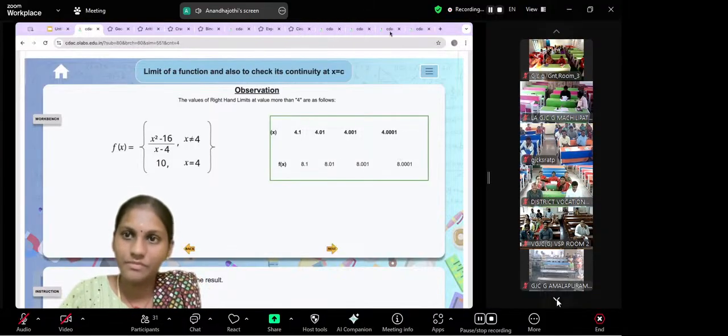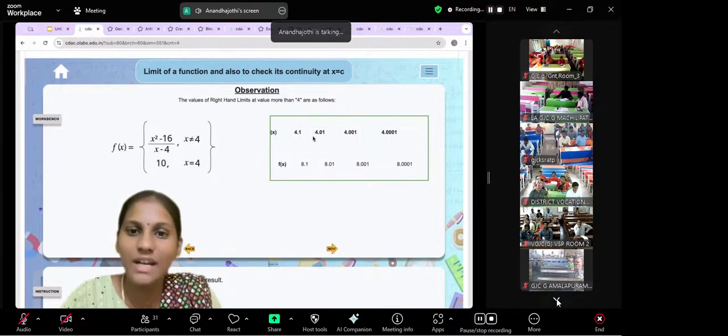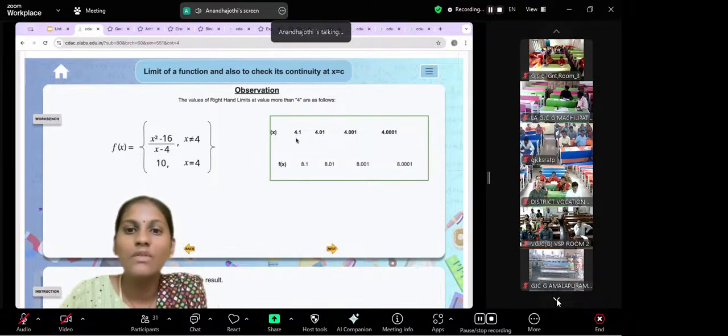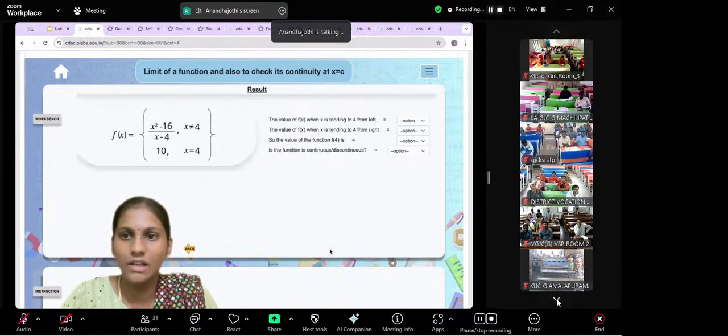Now we are again provided with a table. Here, all the values of x are above 4, not equal to 4. Even 4.1, even 4.0001 is not considered as 4. When the value of x equals 4.1, it will be equal to 8.1. When it is 4.01, it is 8.01. Similarly, it goes on like this. Okay?